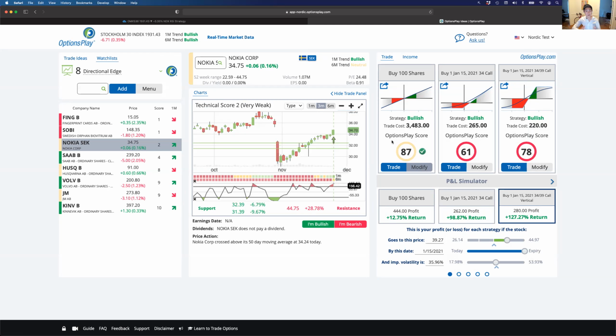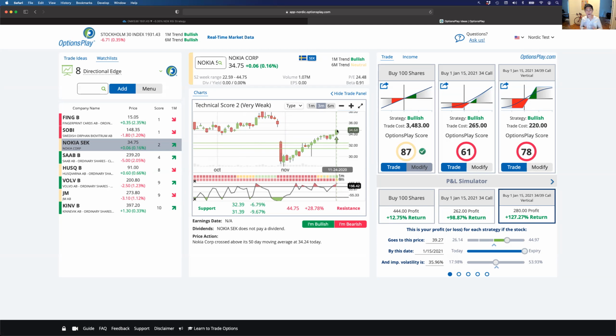And sometimes you get some false signals, like for example here, this turned bullish. But the one thing I will say is that the 6-month trend remained bearish the whole time, so it never turned bullish. Here, the 6-month trend actually turned neutral. So this could be the start of a bullish move here for Nokia.